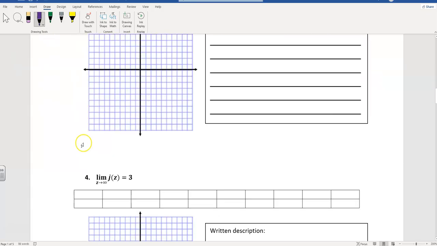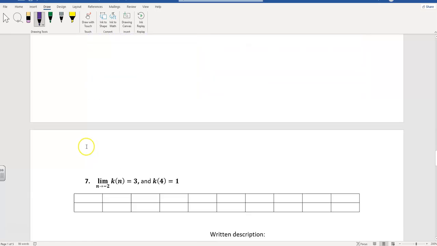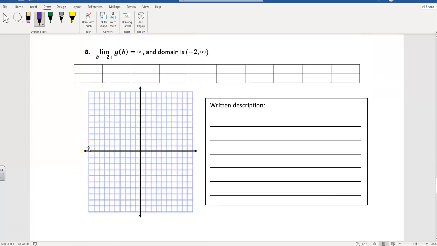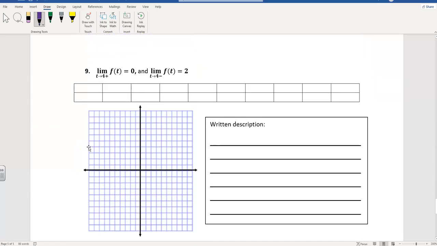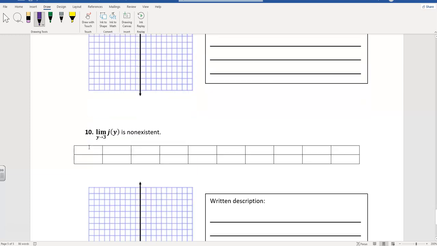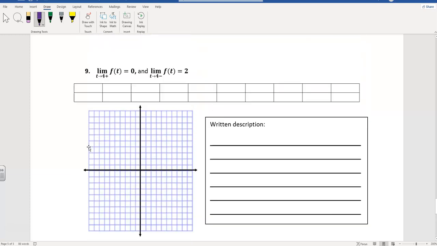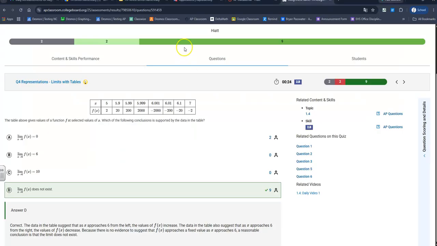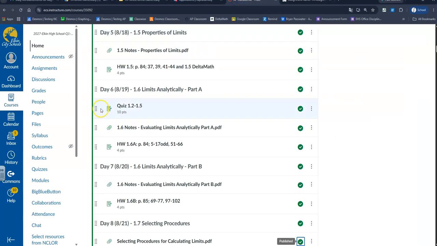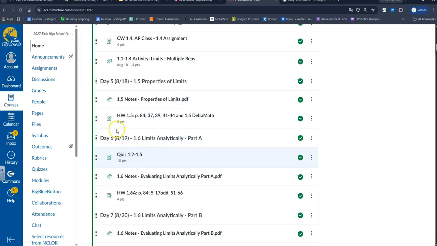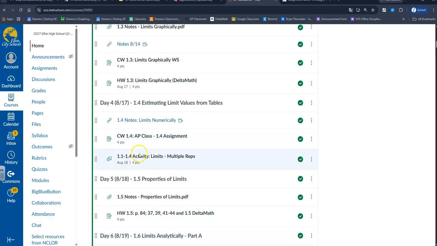Let's go down and I want to do number, hold on, let me look and see what I assigned. I think I said we were going to do 9 together over here.